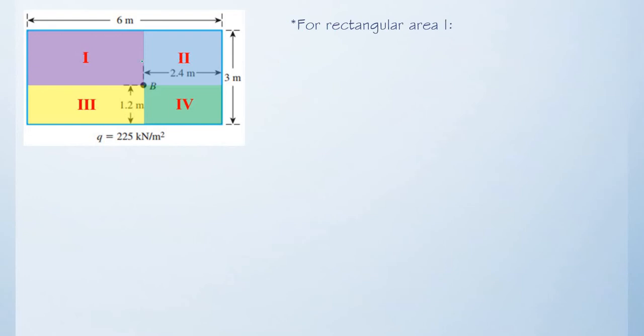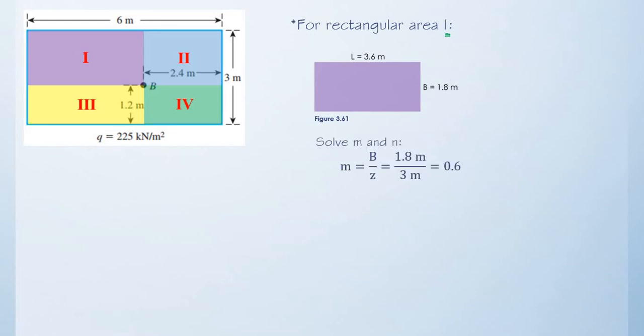Let us first consider the first rectangle, rectangular area 1, which in this figure is the rectangle shaded with color purple. From this figure, we see that the total length of the rectangle is 6 meters, and this part is given as 2.4 meters. Therefore, 6 meters minus 2.4 meters, our length for rectangle 1 is 3.6 meters. Also, since this is given to be 1.2 meters, the width is simply 3 meters minus 1.2, so B is now 1.8 meters.